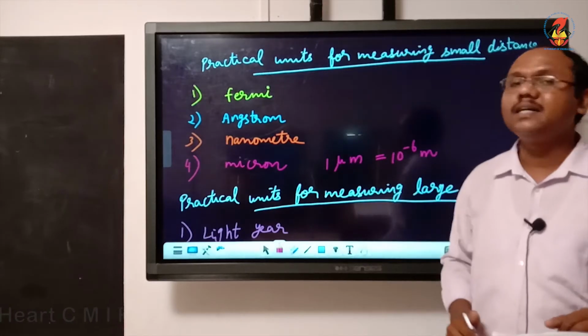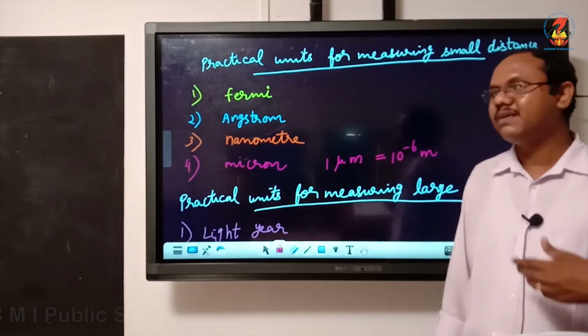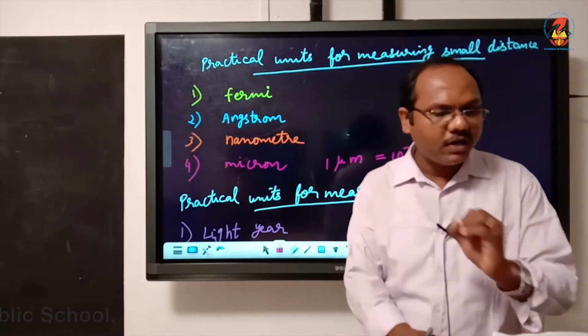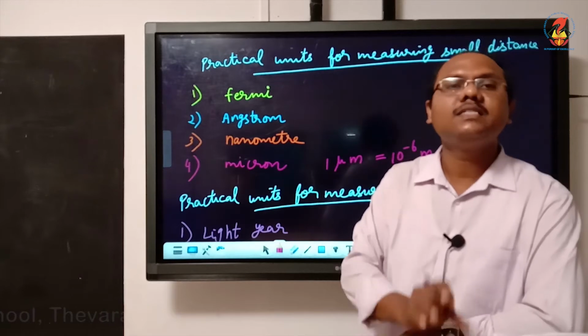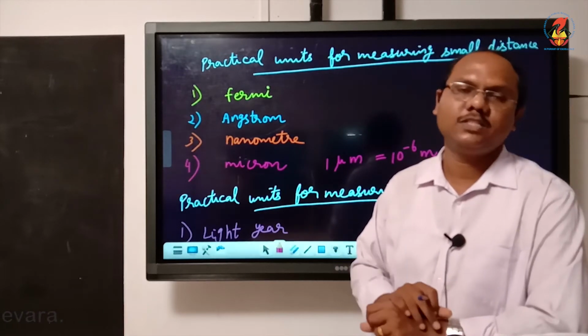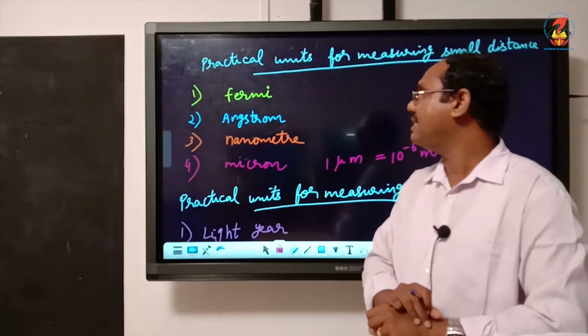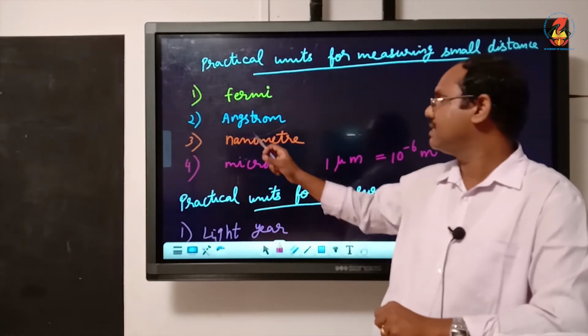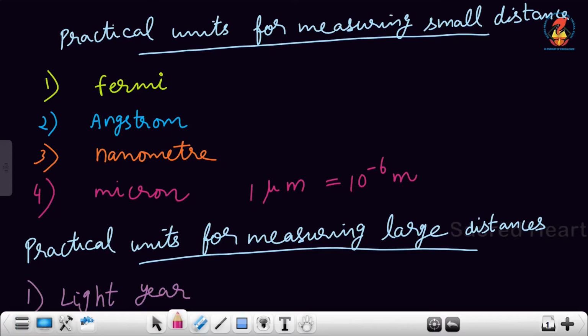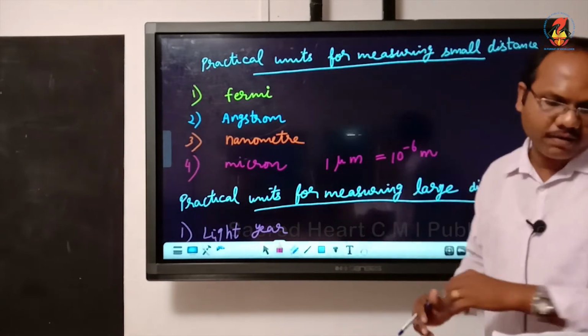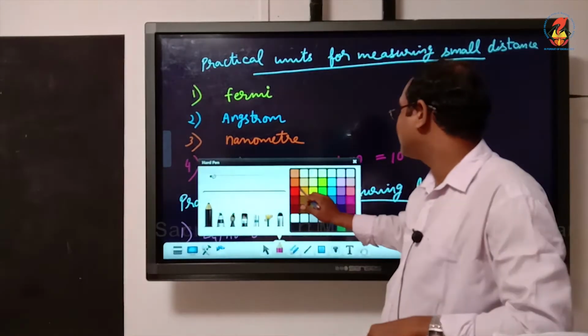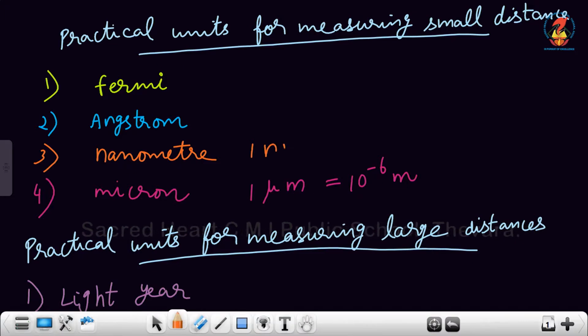Now we will go to the third one, nanometer. Even lesser than a micrometer. Where do we use nanometer? It is used to express the wavelength of light. Wavelength of light can be expressed in two terms. The first one is nanometer and the second one is angstrom. These two units are used to express the wavelength of light. And 1 nanometer is 10 raised to minus 9 meter.